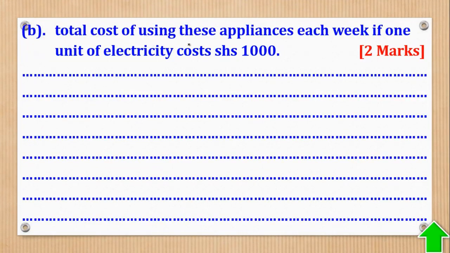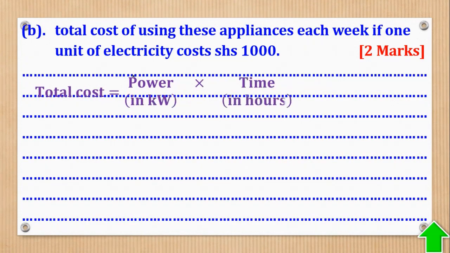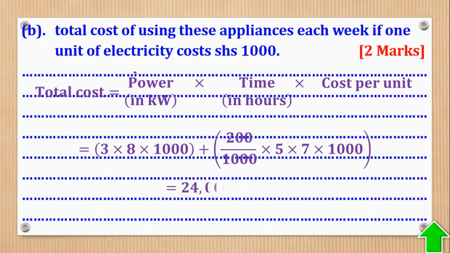Then the total cost of using these appliances each week if 1 unit of electricity costs shillings 1,000. So quote the formula, substitute, simplify, and get the answer they want.